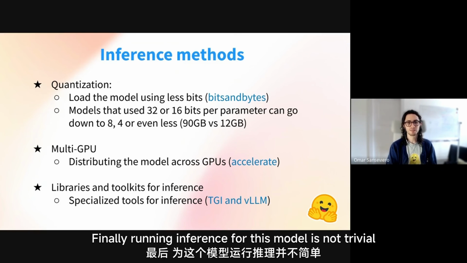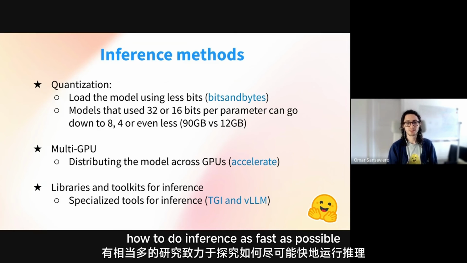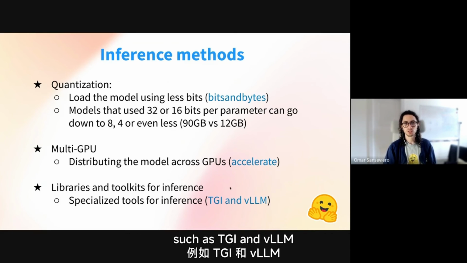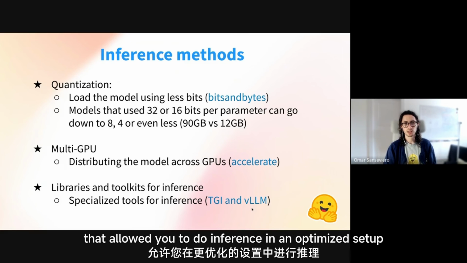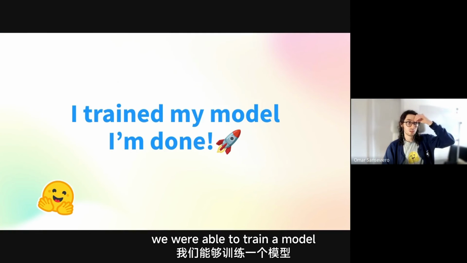And finally, running inference for these models is not trivial. There is quite a bit of research on how to do inference as fast as possible. There are open source libraries and tools such as TGI and vLLM that allow you to do inference in an optimized setup.